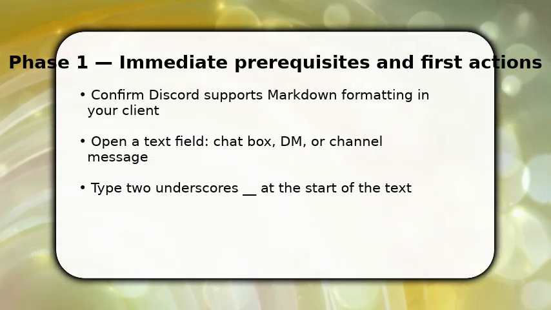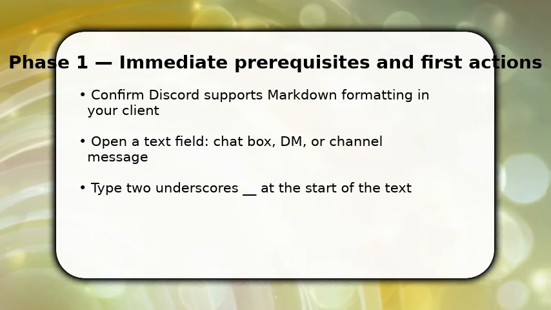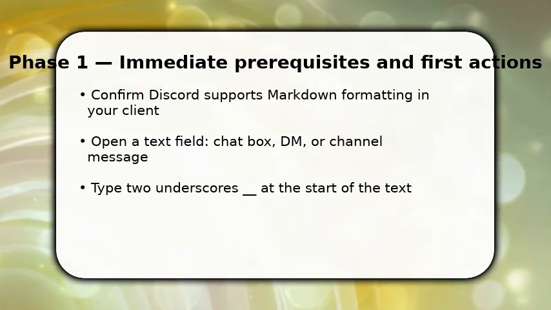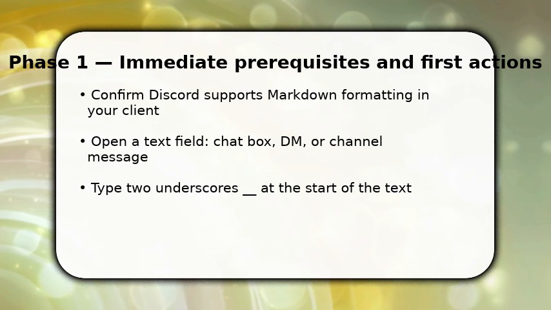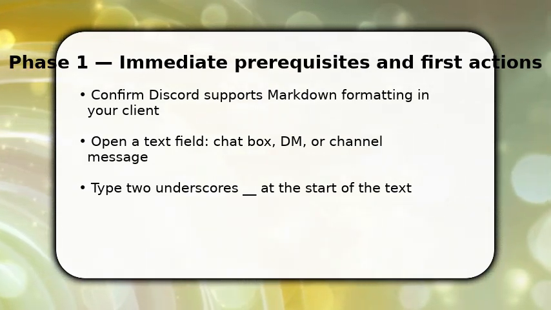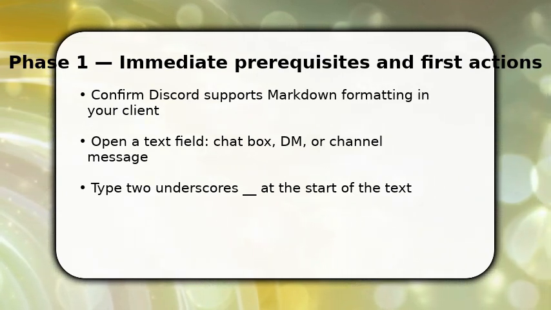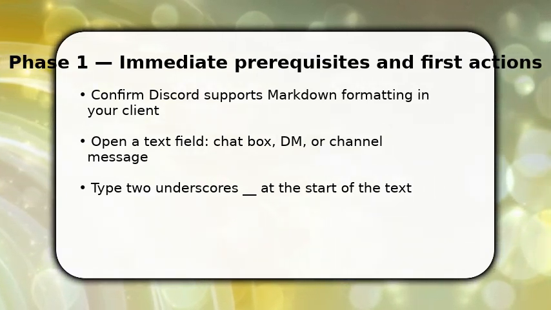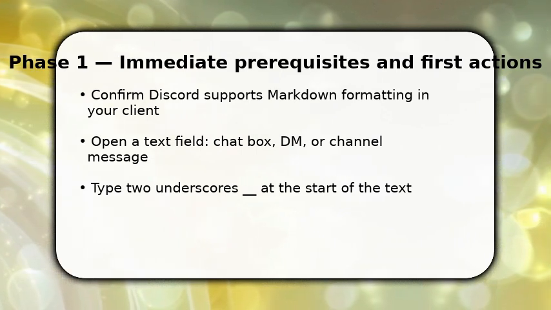You begin by preparing the message field and using Discord's inline markdown construct. Type 2 underscores immediately before the word or phrase you want underlined. This tells Discord to start underline formatting. Once done, continue typing your content without spaces between the underscores and the first character.